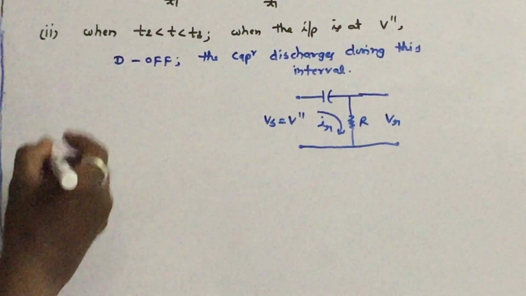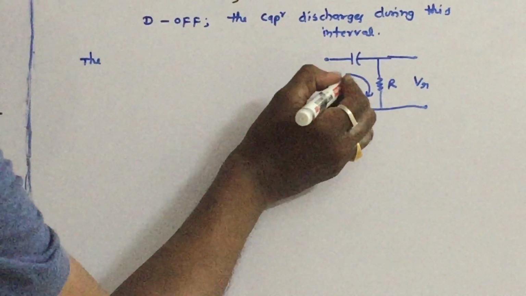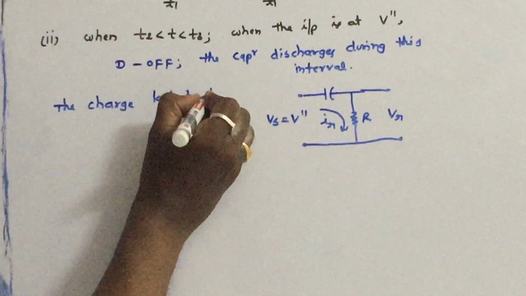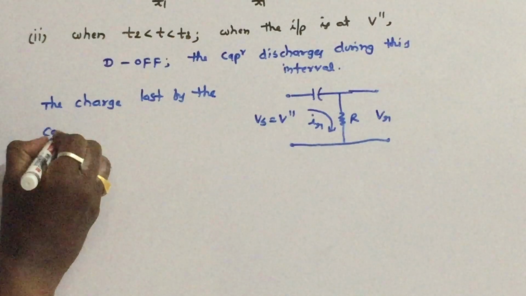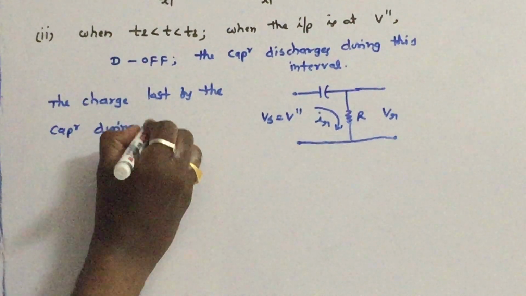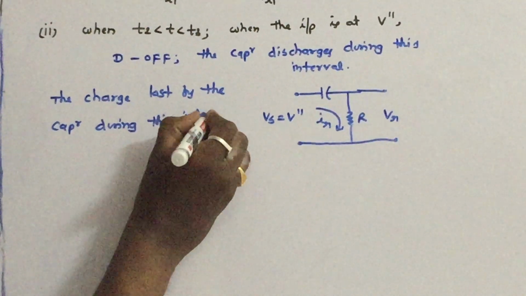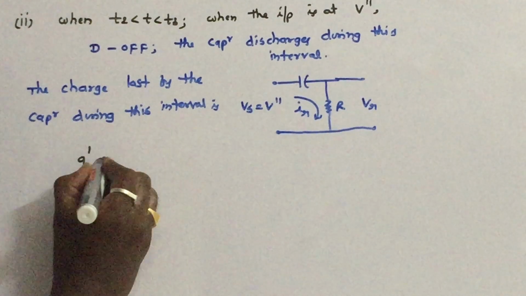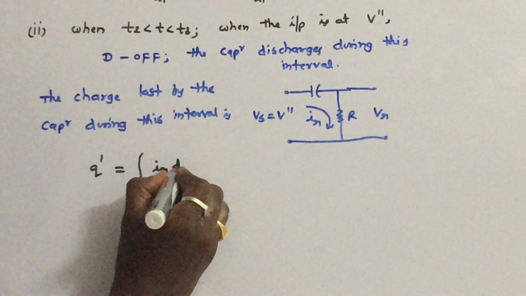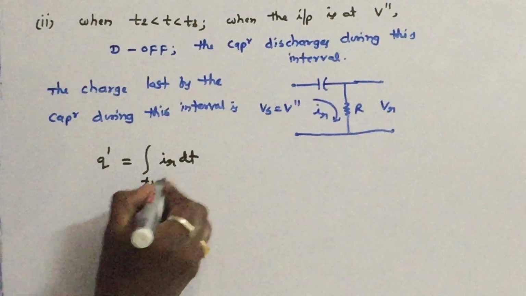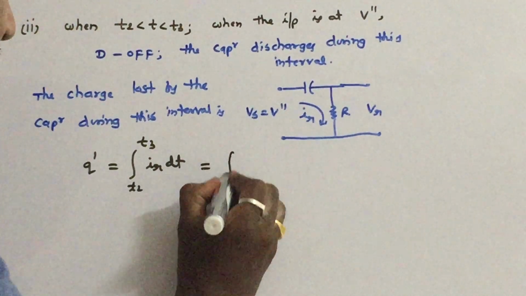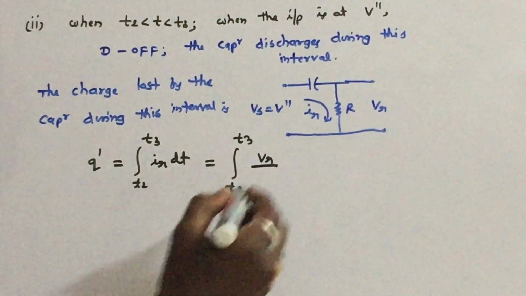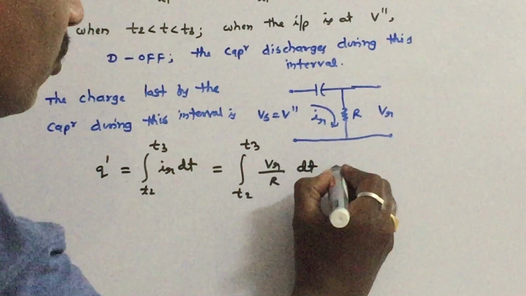Since the capacitor discharges during this interval, the charge lost by the capacitor during this interval, let us call it Q dash. So Q dash is equal to the integral of IR dt. The interval is T2 to T3. But what is IR from the circuit? T2 to T3, the output voltage VR by capital R into dt. So this is equation 2.